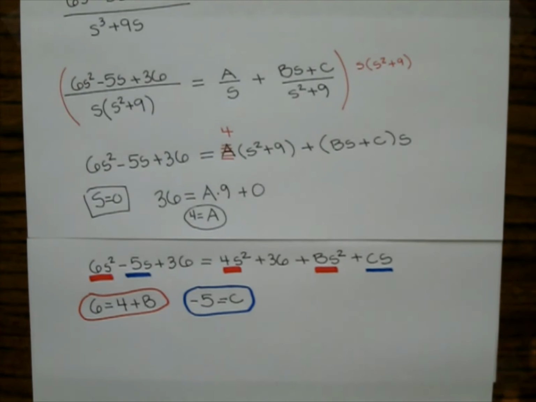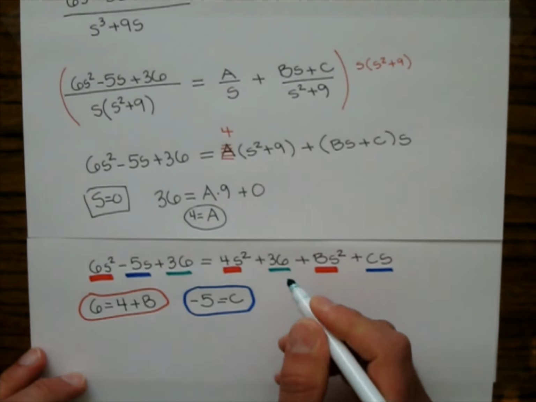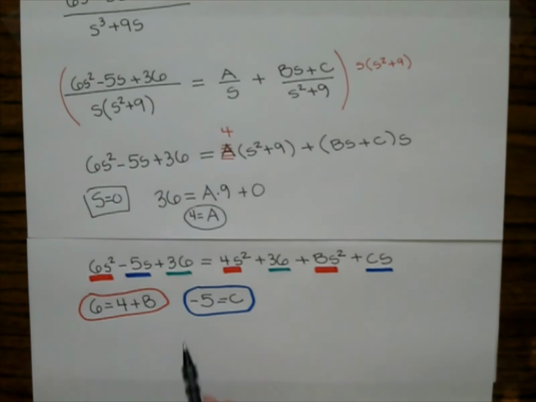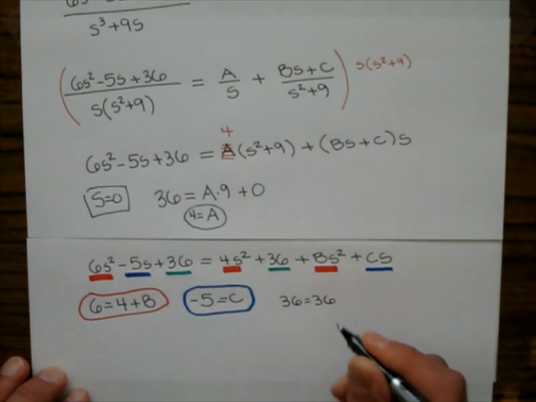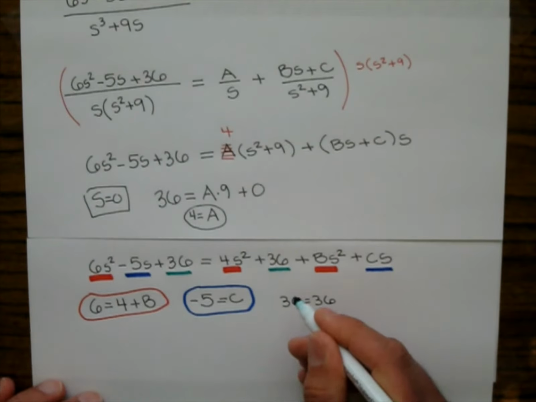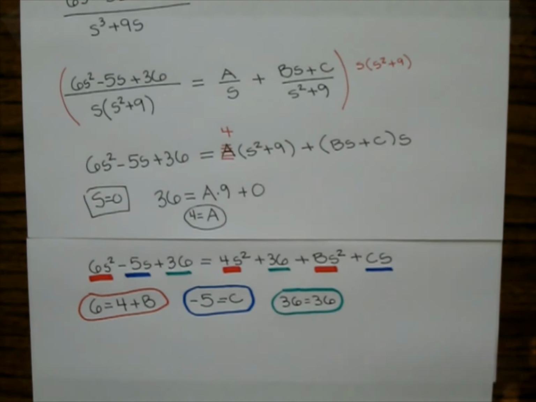And then I'm going to underline all the constants in green. 36, 36. Good thing that 36 equals 36. If it said 36 equals 37, then something's wrong. We'll circle that. So from the red equation, we get b.